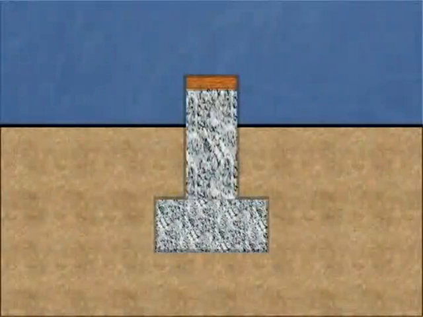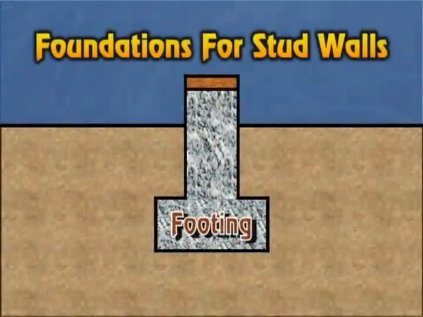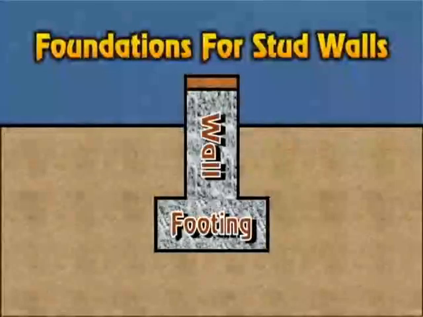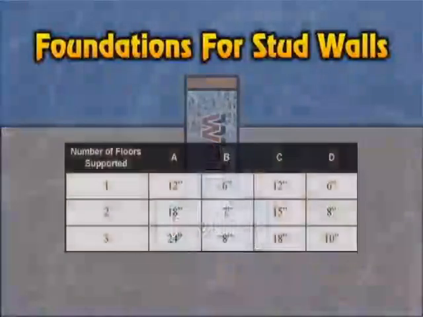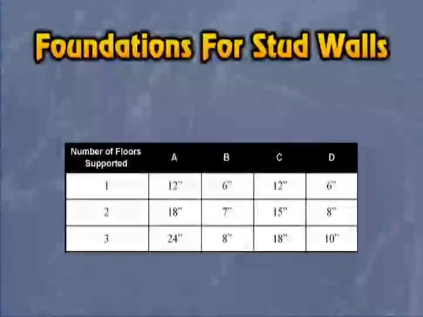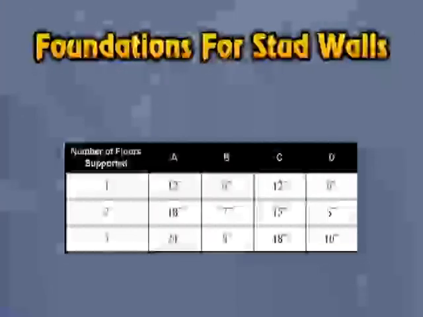Foundations for stud walls. You will most likely be asked a question or two on the state exam about this. Sometimes they're called T foundations, sometimes they're called stem walls. They basically consist of a horizontal unit, the footing, with a wall, the vertical unit. And this chart here, showing the number of floors supported, also shows you the demands on the stem wall or on the foundation and what size they have to be. Look over that, understand what that is, and then flip over to the next page.